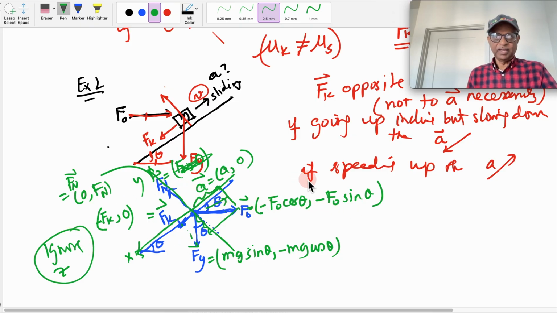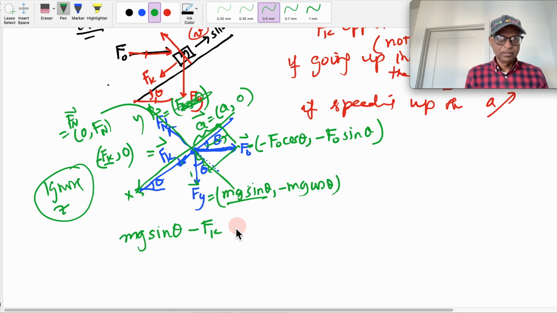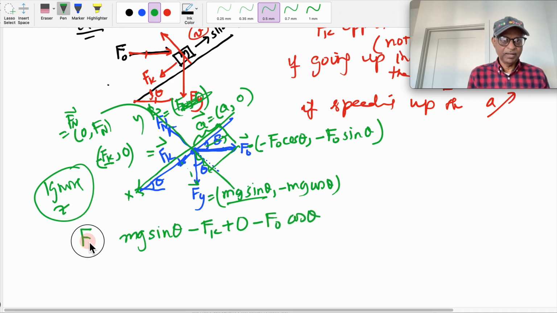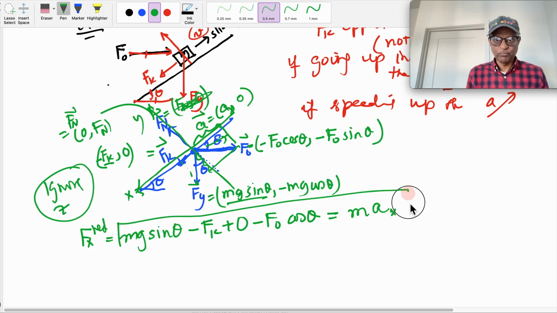Now add up all the axes. So start from here: mg sine theta, then go with that guy, minus Fk, plus 0, minus F0 cosine theta. So this is the Fx net, and this must equal the mass times the x part of acceleration a. We just leave it ax, since we're really finding out ax. So this is one equation we can get.